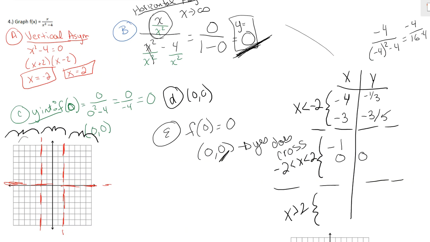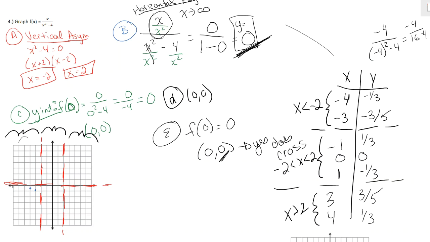I actually have (0, 0), so I'll put that in there, but I'll do 1 as well. When I put in -1, you're going to get 1/3. When you put in 1, you're going to get -1/3. And a couple numbers above 2, so 3 and 4, and you get 3/5 and 1/3. And from there, I will plot these points. So (-4, -1/3), and then (-3, -3/5).